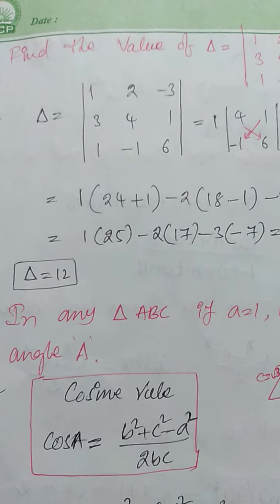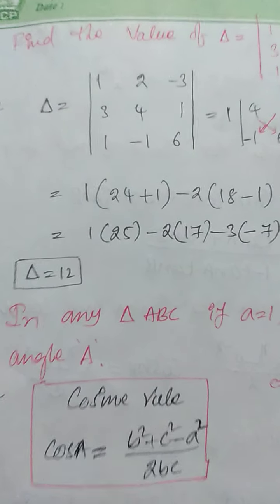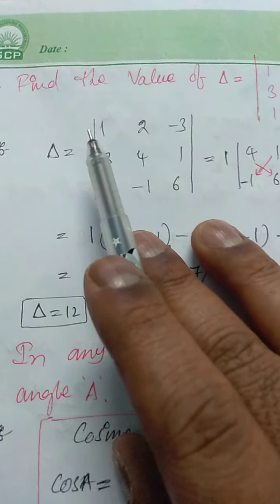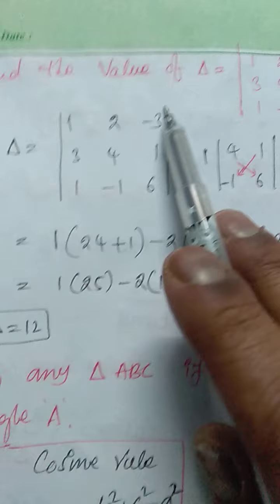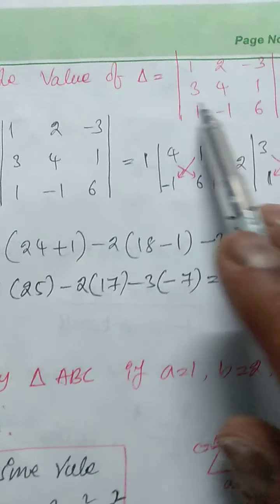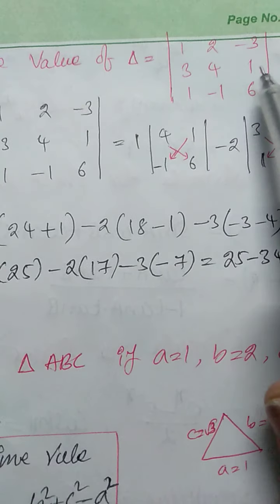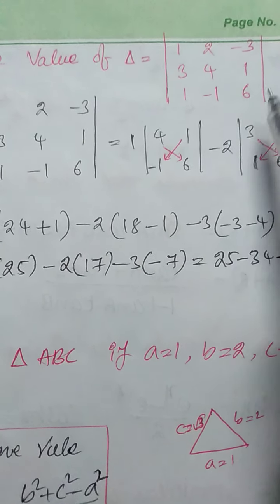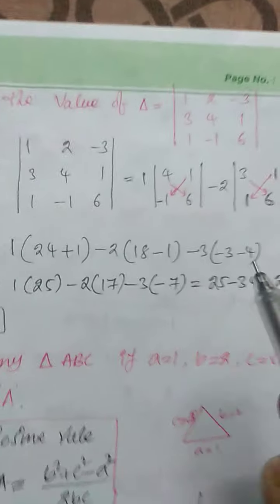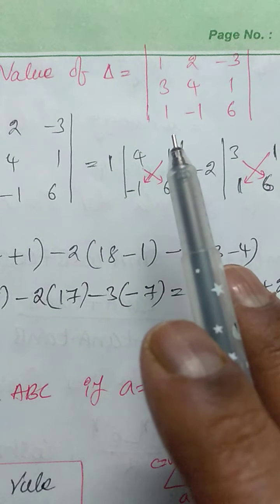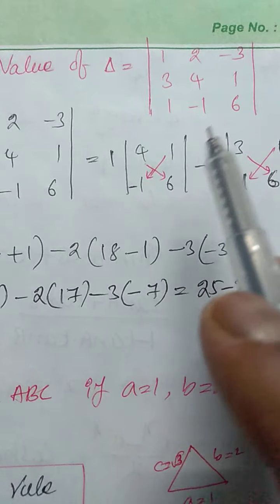Today we are going to discuss some more questions and answers. Let us discuss the questions. Find the value of the determinant of 1, 2, minus 3, 3, 4, 1, 1, minus 1, 6. We have to find the determinant value of a matrix of order 3 by 3.